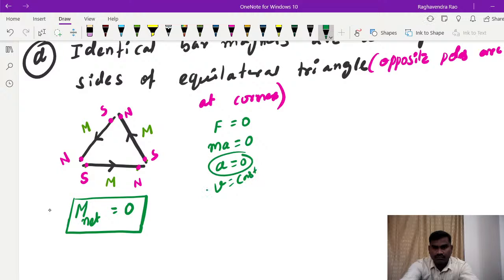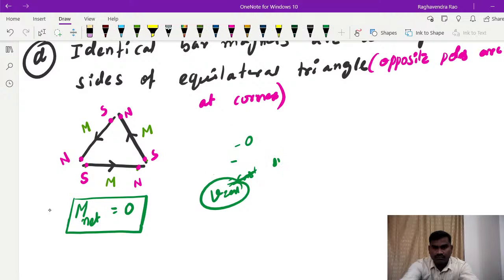Acceleration is nothing but dv by dt, so dv by dt is equal to 0. That means velocity is equal to constant. Velocity constant means this is uniform motion. In the given options they gave uniform motion, accelerated motion, decelerated motion, like that. So from the statement of the triangular law of vectors, the net force will be equal to 0, then acceleration is equal to 0, velocity is constant. That means the particle is in a state of uniform motion. Like that we can calculate that net magnetic moment is equal to 0.